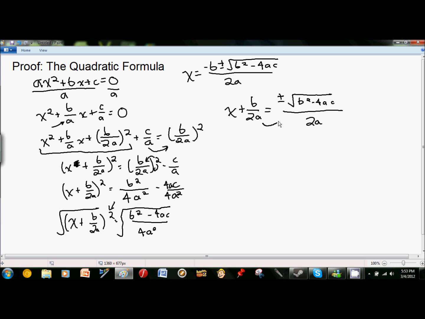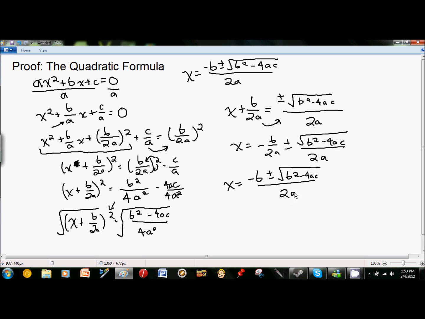Now we're going to subtract the b over 2a and move it to the other side. So that will leave us with x equals negative b over 2a plus or minus the square root of b squared minus 4ac all over 2a. And then we're just going to combine those two. Negative b plus or minus the square root of b squared minus 4ac all over 2a. And there we go. There's our quadratic formula.